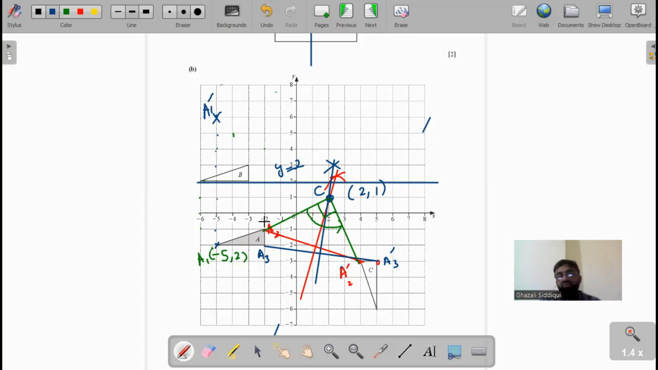And same for A2 dash, we see that the distance from y equal to 2 to that point is 1, 2, 3. And we draw 1, 2, 3. This is A2 dash. And same as the point A3, we see 1, 2, 3, 4. Now we draw it 1, 2, 3, 4. This is the point. And we join these points, and we get the image of A after reflection in y equal to 2.